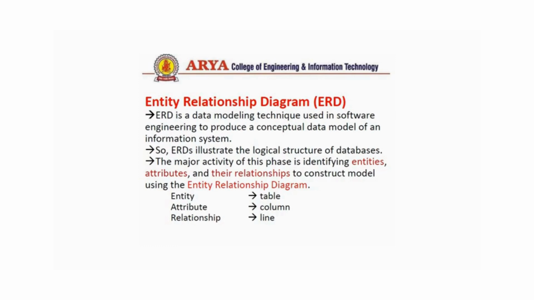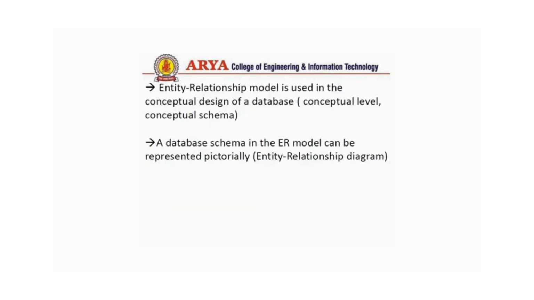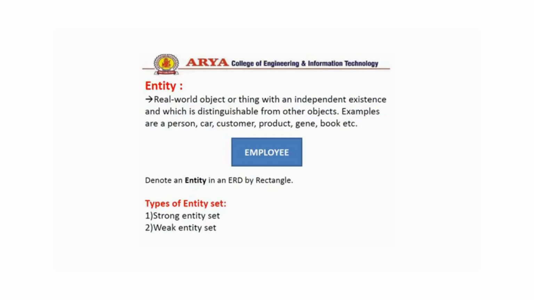Use the entity relationship diagram. An entity can be represented by a table, an attribute can be represented by a column in a table, and a relationship can be represented by a line symbol. The entity relationship model is used in the conceptual design of a database. A database schema in an ER model can be represented pictorially, which is called an entity relationship diagram. Now we discuss what is entity.